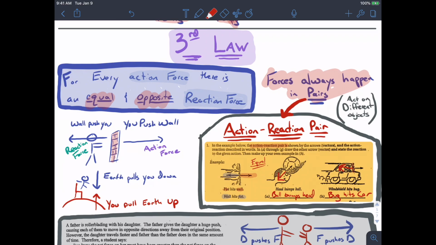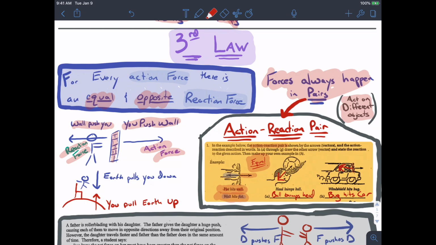These forces always act on different objects, and we did a lot of practice with that on our gold sheet, finding the action-reaction pair. So for example, when your fist hits the wall, the wall is going to hit your fist in return. How much? It's exactly the same size, just in the opposite direction. Okay? You push on the wall, the wall pushes back on you. You pushing on the wall is the action force, the reaction force is the wall pushing back on you. Both are the same size.